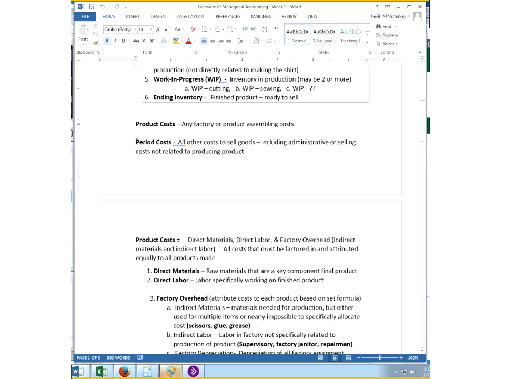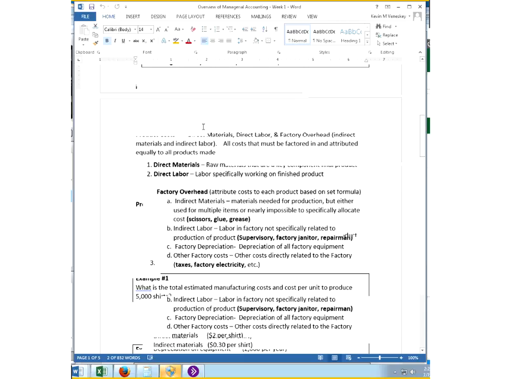However, it does not include all the other costs that go along with a business, which include marketing, selling commissions to people, your salesmen, and an accountant fee to whoever's doing the paychecks, or HR. Those would be considered period costs. And we break these out to figure out how much does it cost to make the product and what are all the other ancillary costs outside that.